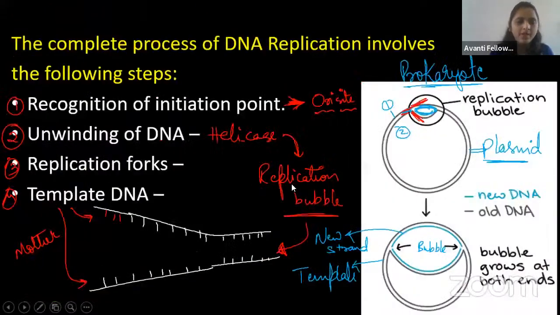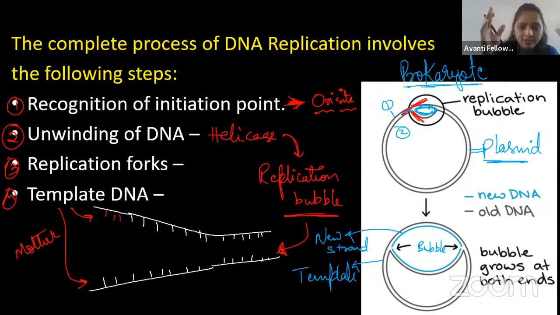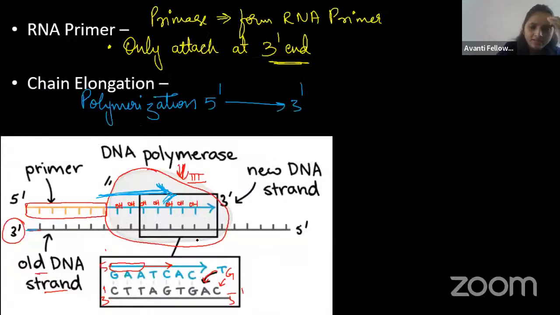So these are the steps we have studied. First one is the recognition of the initiation codon, that is the ORI site. Then the second one is the unwinding of the DNA. Then we get the replication fork. Then the template DNA is separated. So now the RNA primer will bind and it will synthesize the DNA. Right, guys? Fine. So then it will elongate.